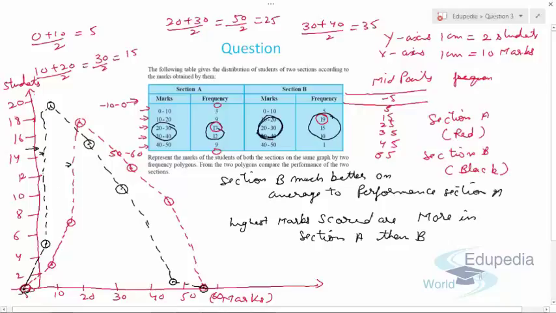Let's say we can have the area of the polygon, then we can compare a lot of things, which we'll learn more about in higher classes, right? So this is how we can draw the polygons, and we can get useful information from the polygons and the data.